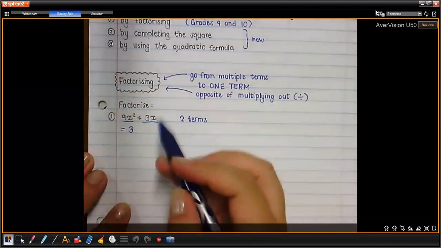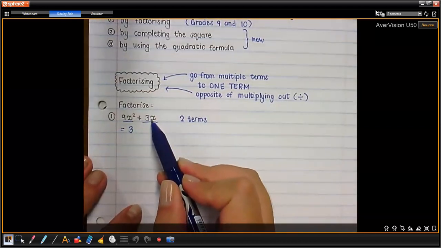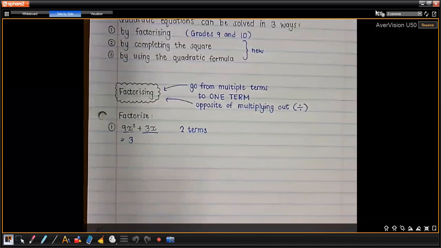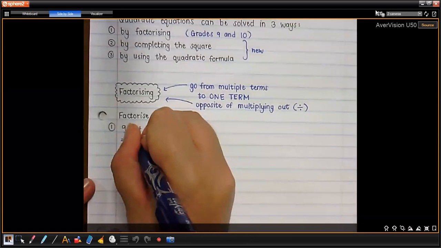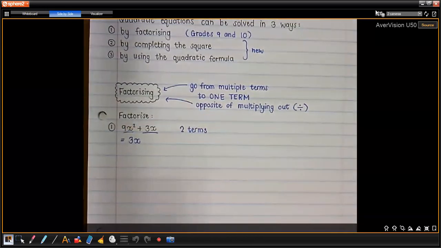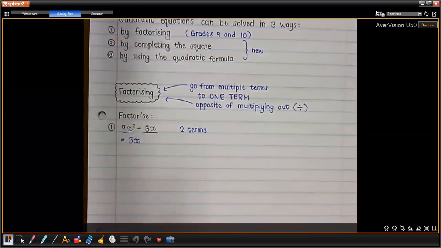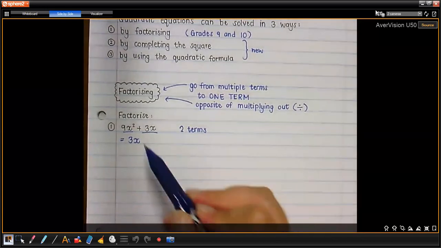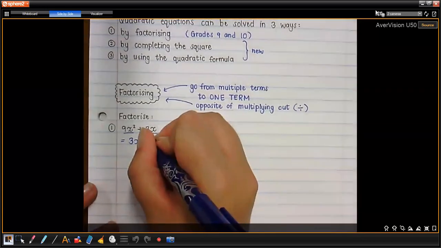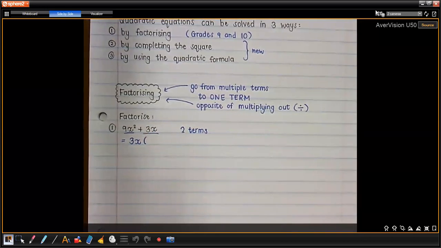Okay, now we look at x squared and x. What can divide into both x squared and x? X, good. So the common factor is x. Because you can say x squared divided by x and get an answer, and you can say x divided by x. All right? So x can divide into both of those. So that's my final common factor. Is there anything else? 3x, that's it, right? Now we put a bracket there.